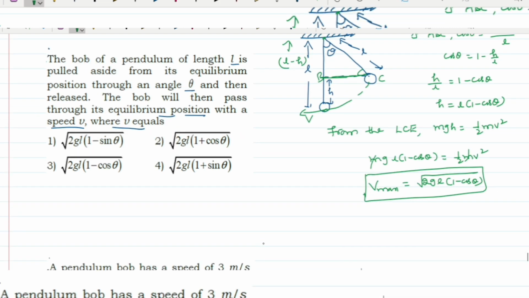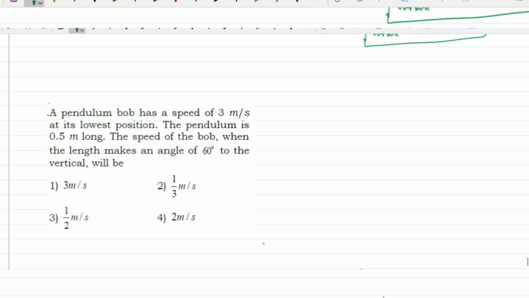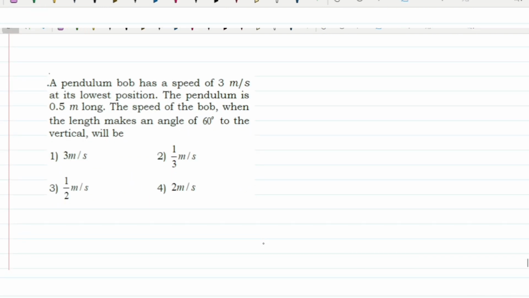Let us see the next question. A pendulum bob has a speed of 3 meter per second at its lowest position, and the length is given as 0.5 meter. They are asking the speed of the bob when the string makes an angle of 60 degrees to the vertical. The same scenario as in the previous case.